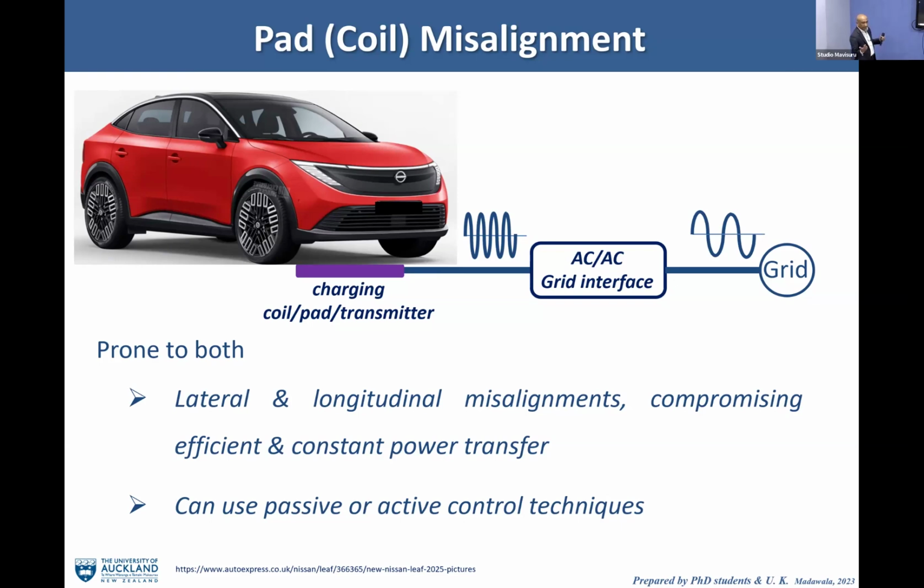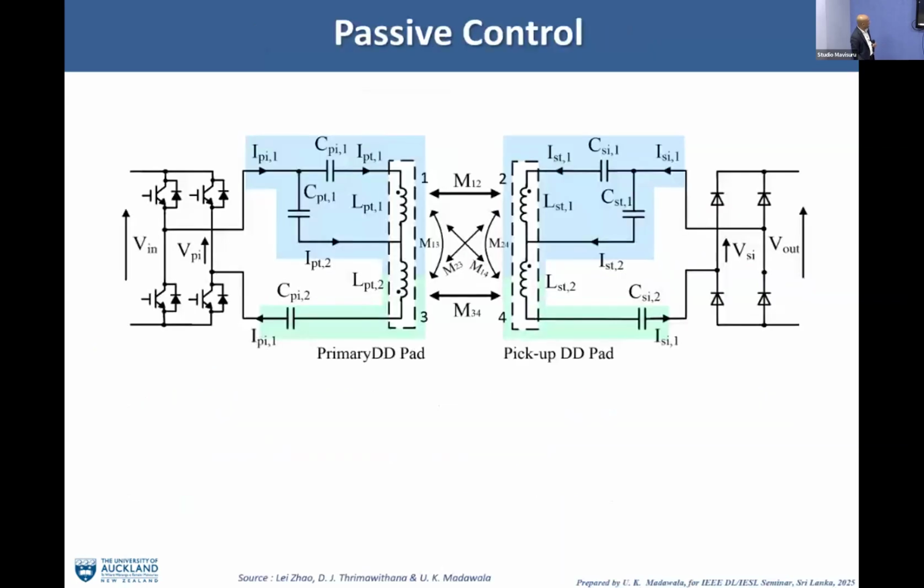But there are two ways of mitigating this problem, and I'll show you one. One is the passive, and there you can see on the top pad. The left-hand side is the primary coil, the grid side coil, on the ground side. Right-hand side is the electric vehicle. On the top, blue shows the capacitor is connected in parallel, whereas on the bottom side the capacitor is connected in series. So they have different characteristics, but they are complementary when coupled with inductance. So we can have constant power transfer.